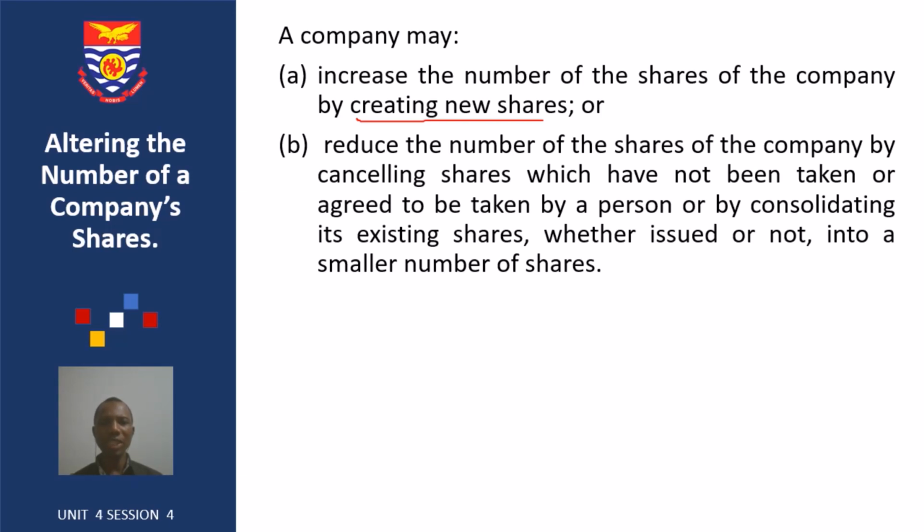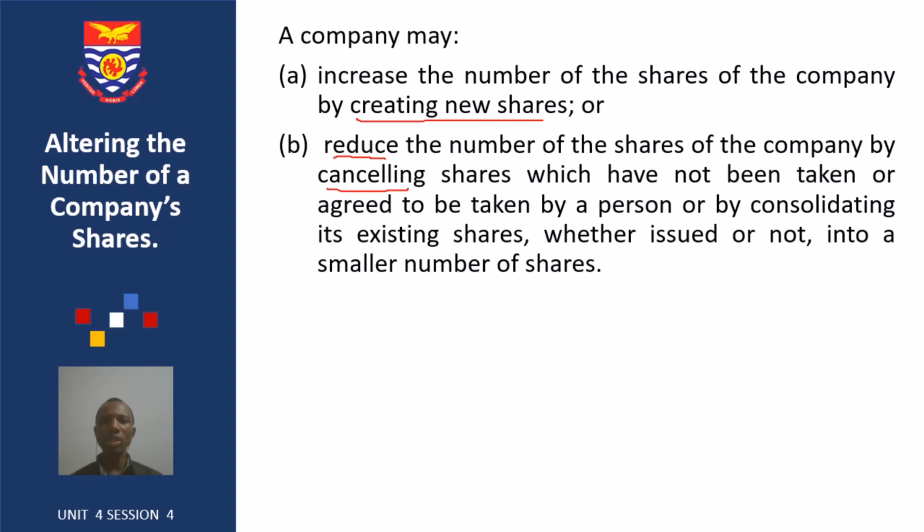One of the procedures is to create new shares as a company. B is that you can also reduce the number of shares of the company. How do you reduce the shares? Either you cancel shares which have not been issued, or agree to be taken. So if you have existing shares that you have not issued, you can cancel them off.